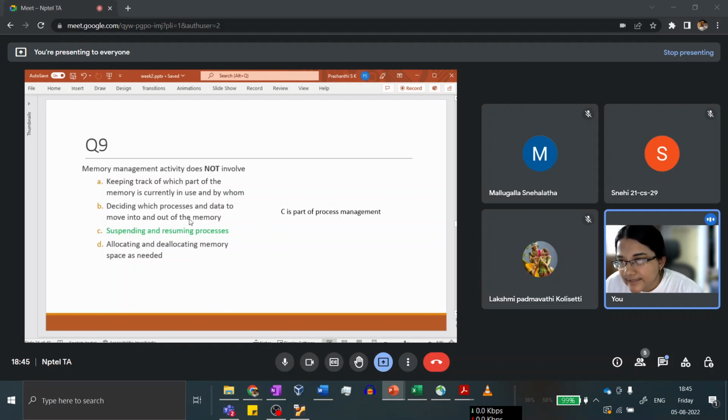Similarly, which processes and data to move in and out of memory is also handled by the OS. For instance, if your application is requesting a particular data set, the OS has to move it from storage to memory. And if something is no longer used, it might decide to move it back to storage, right? So this is also part of memory management. But C, which is completely about processes, is not about memory management. And again, allocating and deallocating memory space is part of memory management. So is this explanation clear, or any further doubts on this?